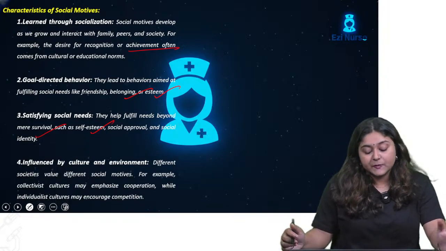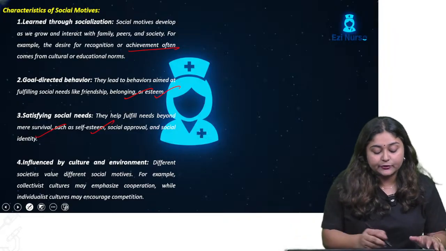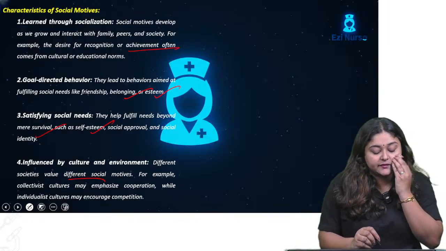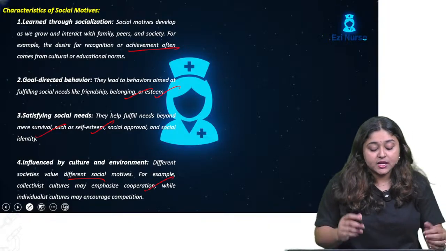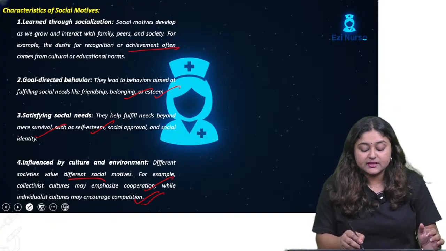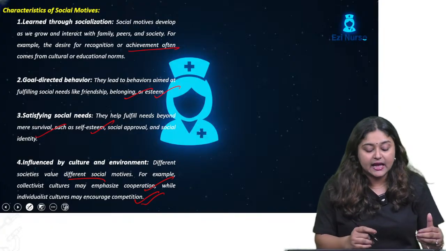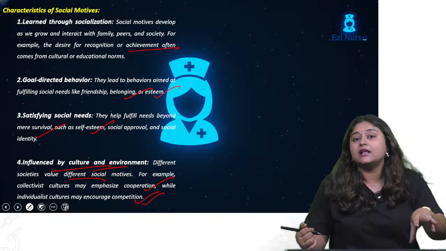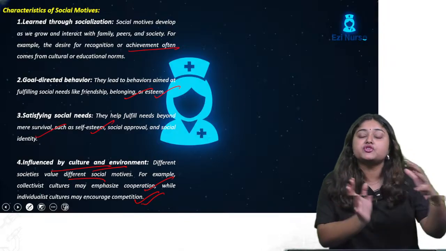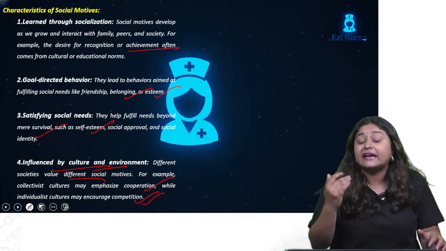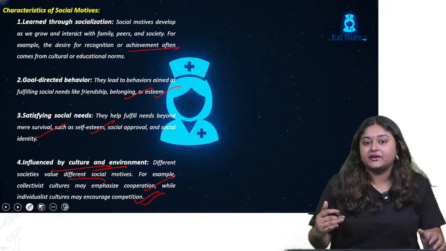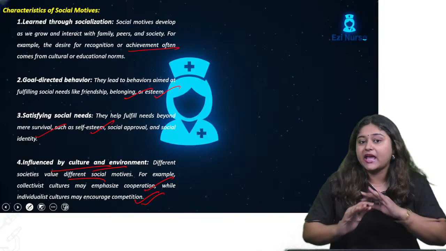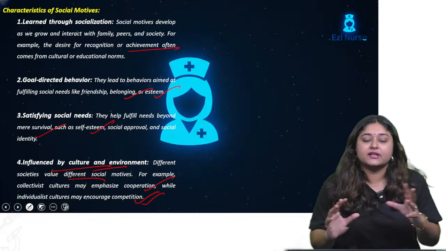Next come to the influence by culture and environment. Different societies value different social motives. For example, collectivist cultures may emphasize cooperation, while individualistic cultures may encourage competition. Okay, so that is the example for the influence by culture and environment. Obviously, based on the culture and environment in which you are growing up, you will get an idea and you will learn there day by day, right? What to do, how to do, when to do, what your culture is, how to maintain your culture, everything. So that is the influence by culture and environment.